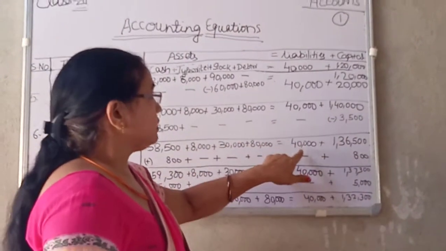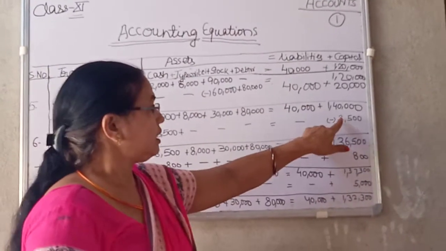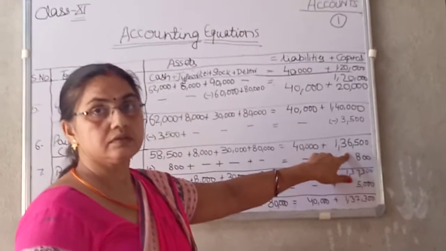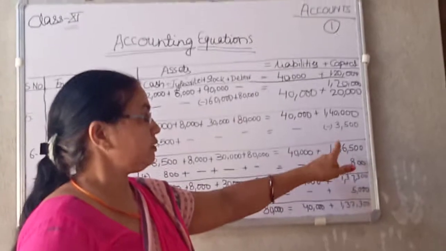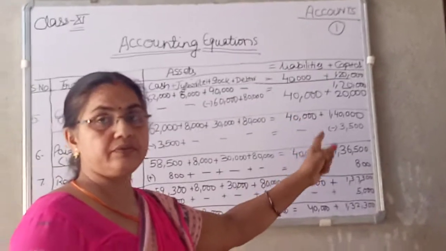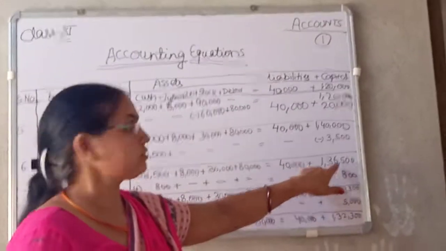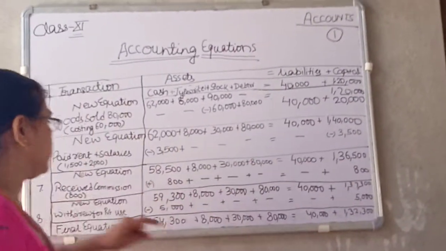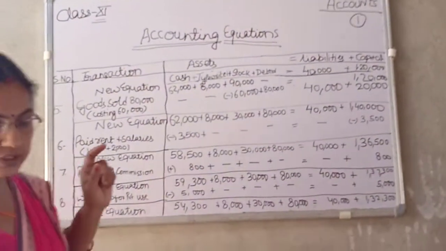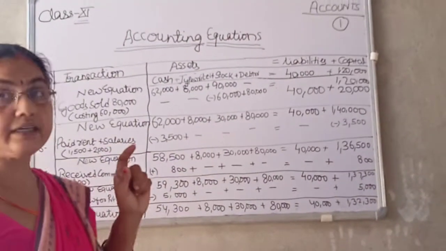Now the liability is 40,000, and now when we have paid for rent and salaries, the capital remains 1,36,500.